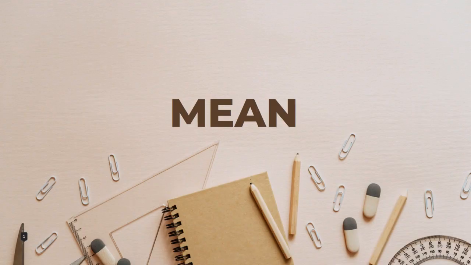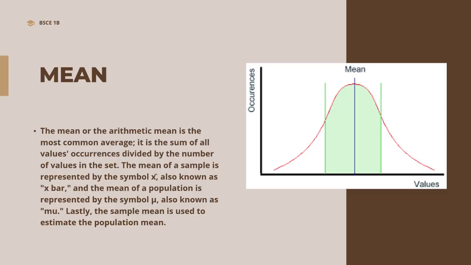The mean, or the arithmetic mean, is the most common average. It is the sum of all values or occurrences divided by the number of values in the set. The mean of a sample is represented by the symbol x bar, and the mean of a population is represented by the symbol mu. Lastly, the sample mean is used to estimate the population mean.